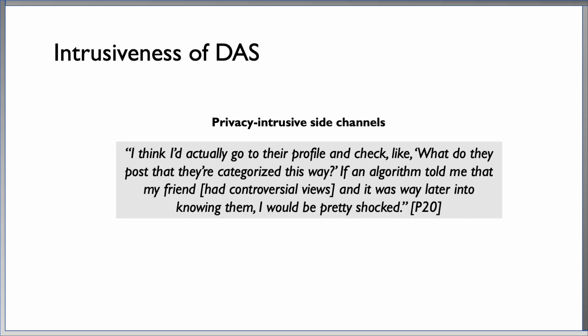P20 says, "I think I'd actually go to their profile and check, what do they post that they're categorized this way? If an algorithm told me that my friend had controversial views, and it was way later into knowing them, I would be pretty shocked." P20 here is essentially appropriating DAS's inferences to learn new information that they would otherwise not be able to access about their friends.